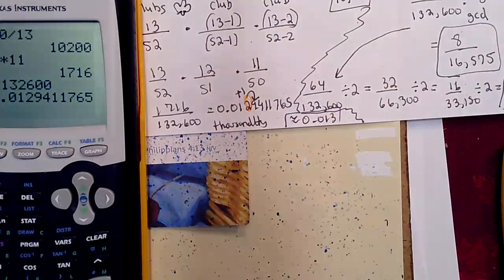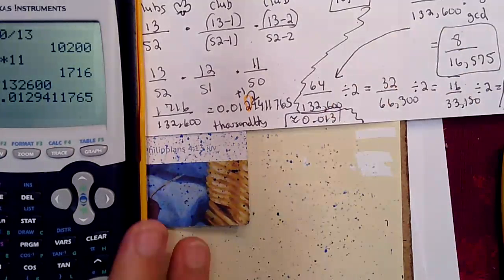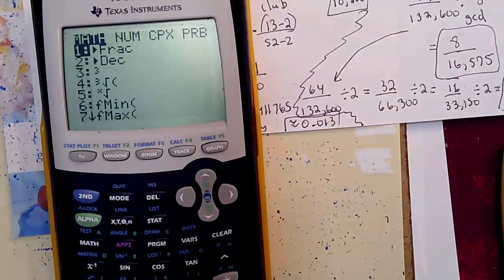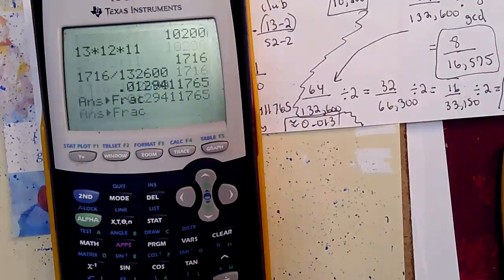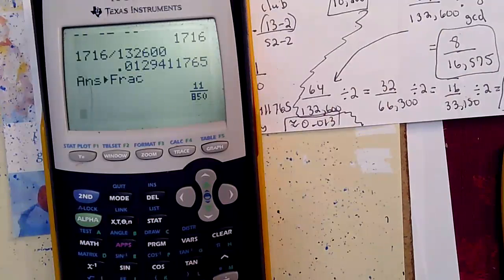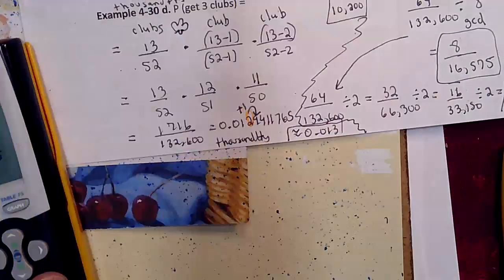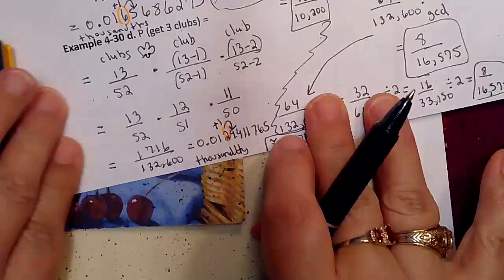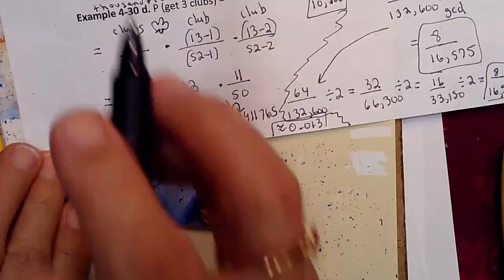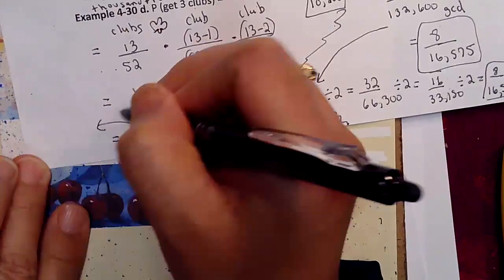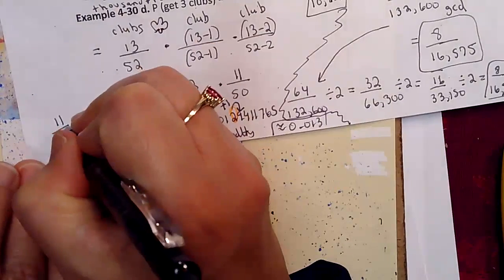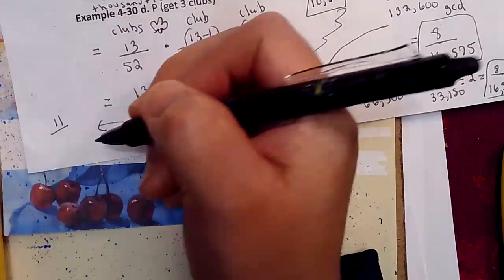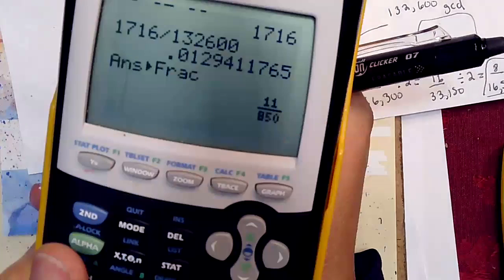And let me see if that fraction can be reduced. If I do math frac, hit enter, enter. Oh, good. So that was reduced, so I don't have to reduce that on my own. I guess I put it over here. So that gives you 11 over, what does that say? 850.